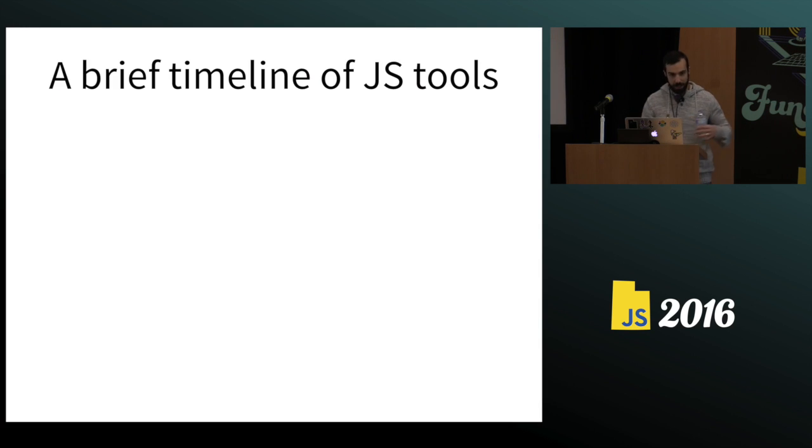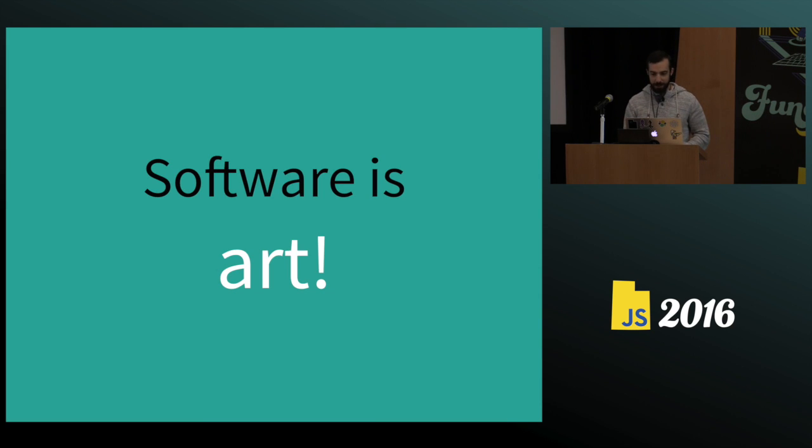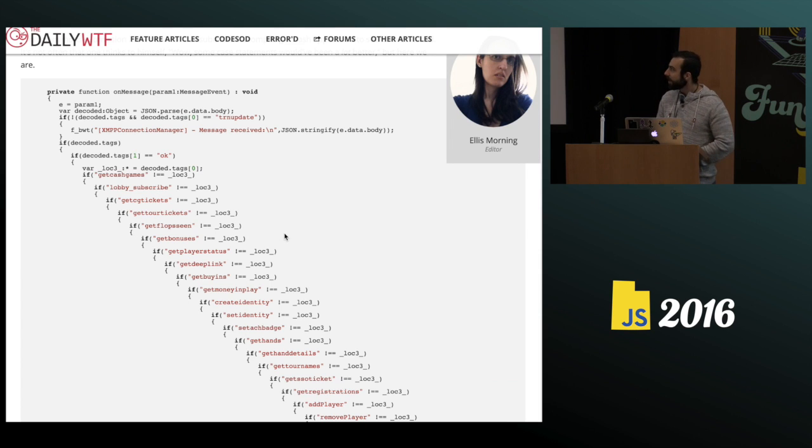One more, we talked about change for the sake of change. Here's a brief timeline of JavaScript tools over the last few years. So I think JavaScript definitely satisfies that part. So we've decided it. Software is art, right? It satisfies those two criteria. Well, I'm just going to leave this scrolling in the background as an example of production code. If you've ever seen production code, you know that it's definitely not art.